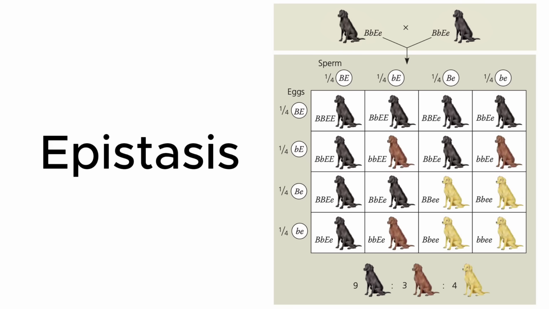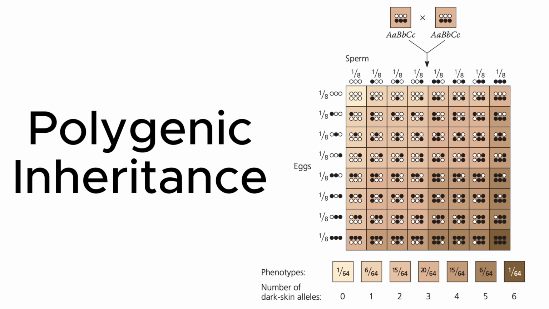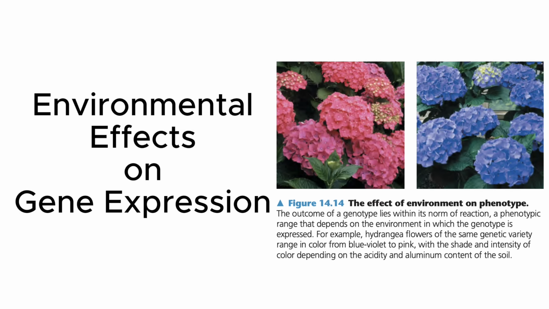Now, there are also some atypical patterns of inheritance that we should know. Epistasis is a case wherein a gene can affect the expression of a different gene, as in the case of lab retriever coat colors, polygenic inheritance where many genes all contribute to a single character, and environmental effects on gene expression, where we acknowledge that for many characters, the environment plays a large role in the regulation and expression patterns of those genes.